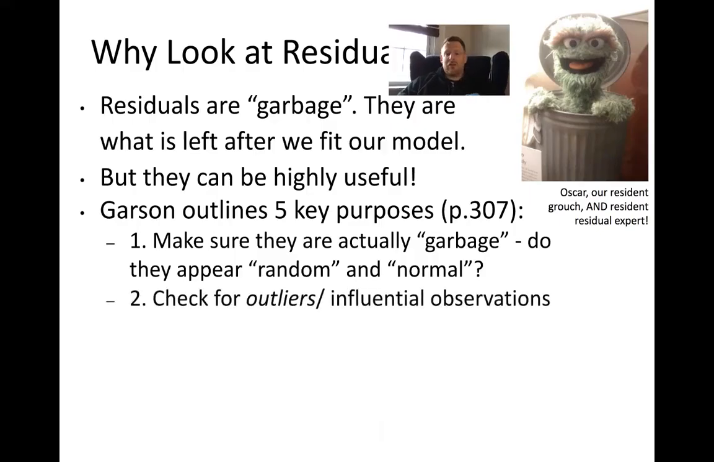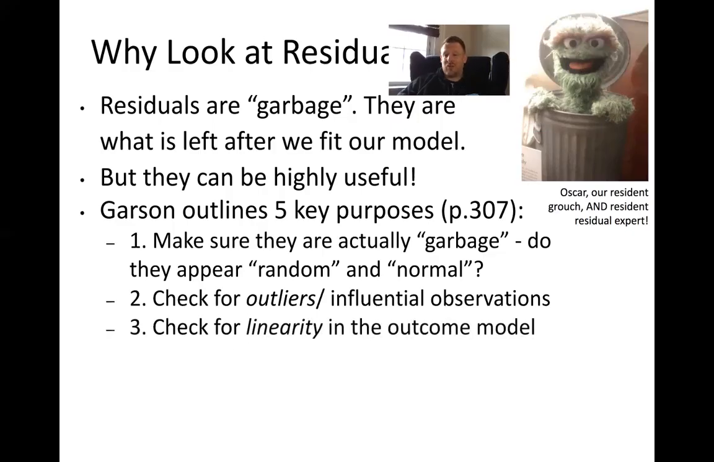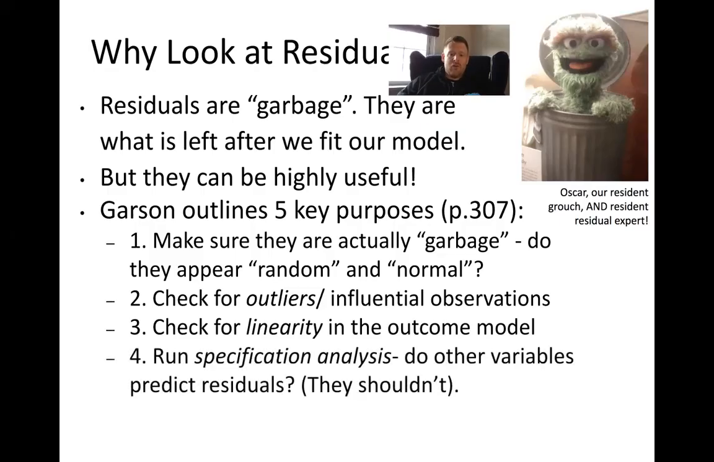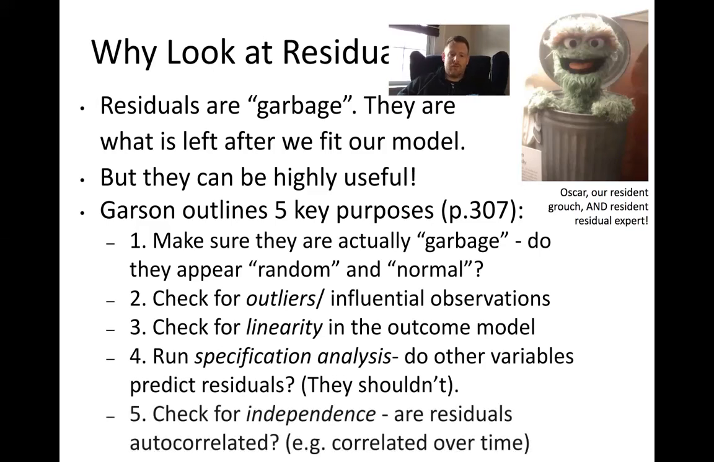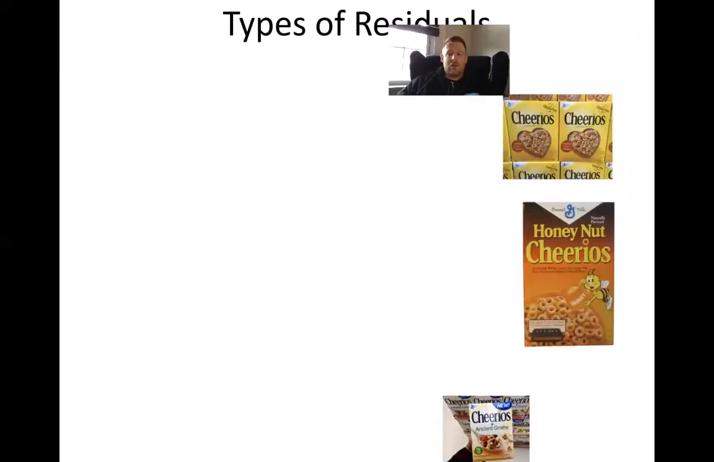They can also be useful for looking for outliers or influential observations. That's certainly the case for a statistic called Cook's distance, which is not entirely a residual, but is something similar. It's more like a diagnostic. All these are diagnostic statistics. We can look for linearity in our model. We can run specification analyses, so we can see if other things predict our residuals. They shouldn't. That's the spoiler alert on that one. And we can check for independence. So there are lots of different things you can use residuals for. We're primarily going to assess the normality of residuals and look for outliers in this class, but there are also other things you can do with them.